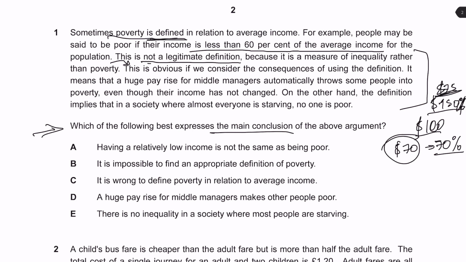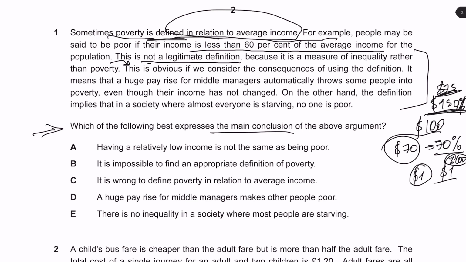On the other hand, the definition implies that in a society where almost everyone is starving, so let's say there are 100 people in a village and all of them are earning $1 per month, let's just assume that, okay? So they are starving, right? But the average income is $1 because everyone is earning $1, right? So they are earning 100% of the average income. In percentage, that's 100%, $1 out of $1, right? So it means no one is poor there. So definitely these arguments are right, and our conclusion is that defining poverty in relation to average income as a percentage is not correct, is not legitimate.